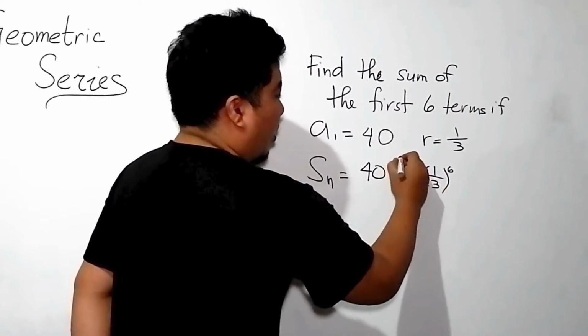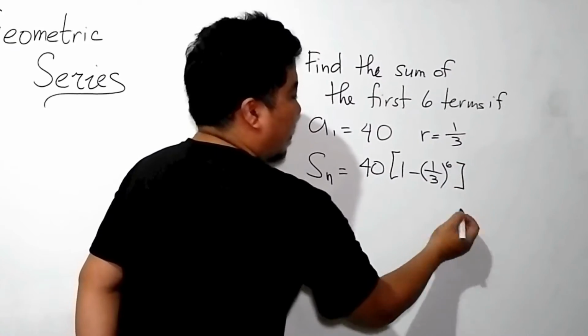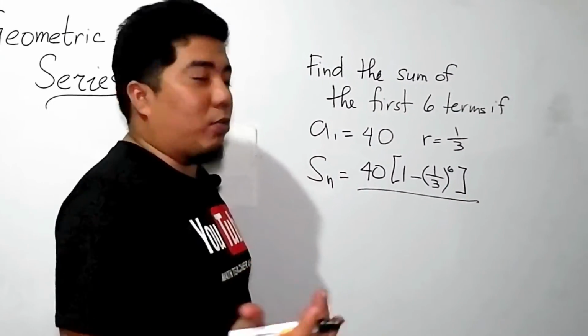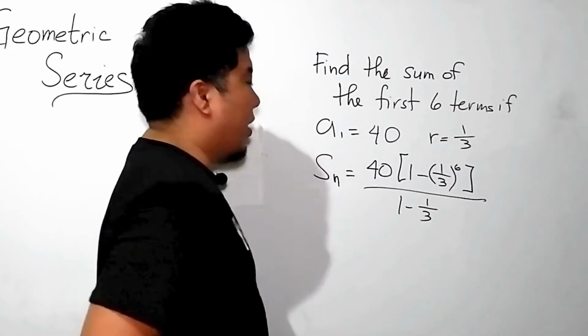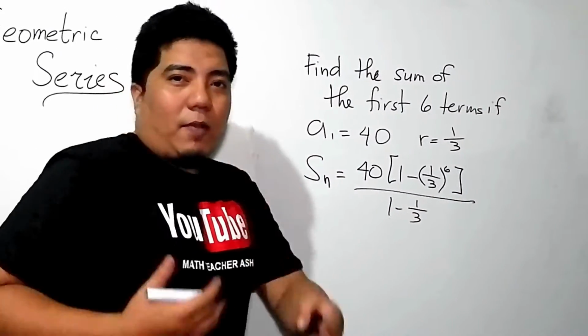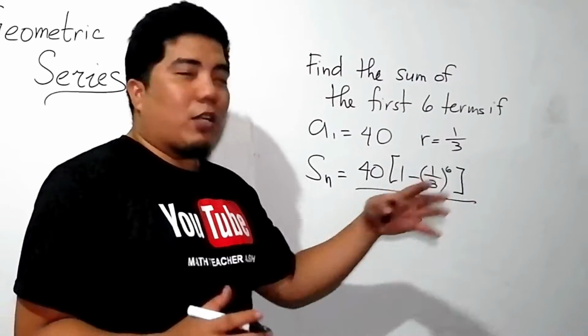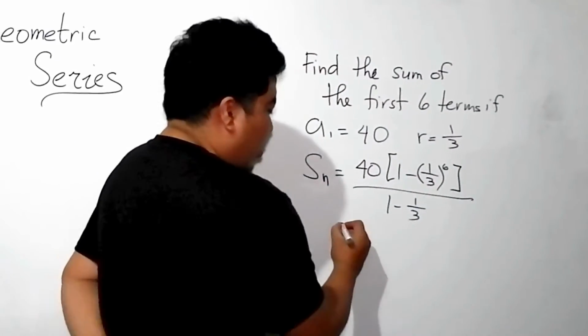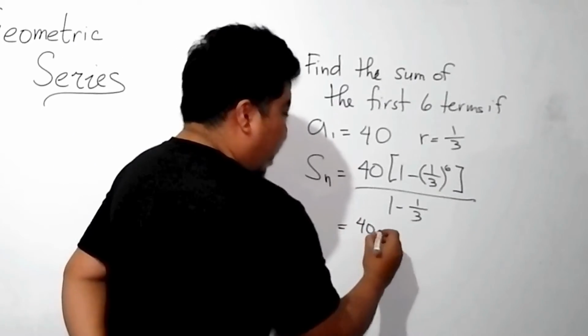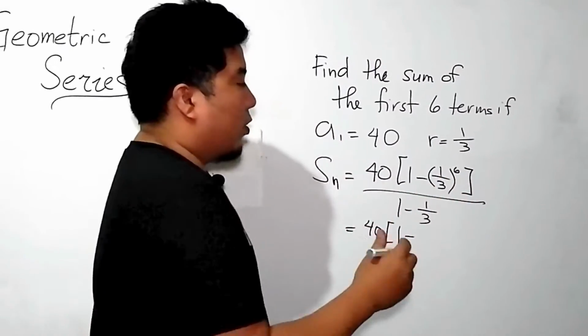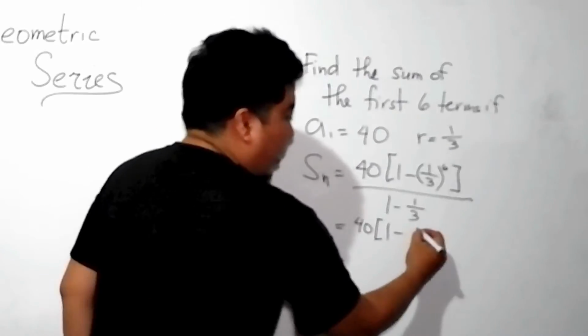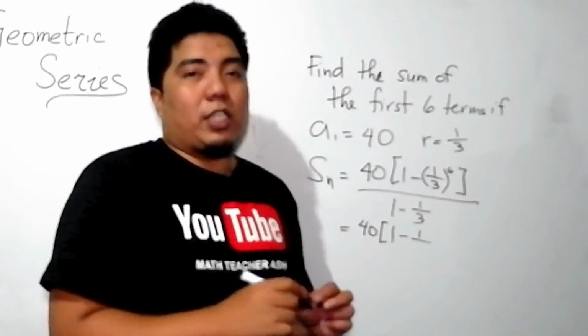So, we are using a parenthesis inside, therefore we use a bracket outside. And then 1 minus 1/3. Okay. So this may be very challenging because we are considering fractions. So what we do here is we have 40, then 1 minus 1/3 to the 6th power. That is 1 over 3 to the 6th power.